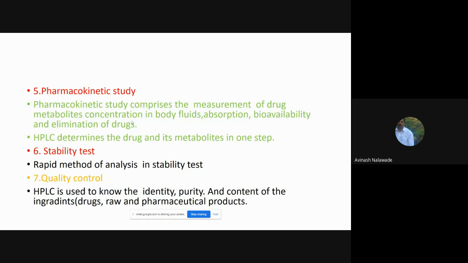Then most important, at the quality control level, HPLC is used to know the most important thing, identity.